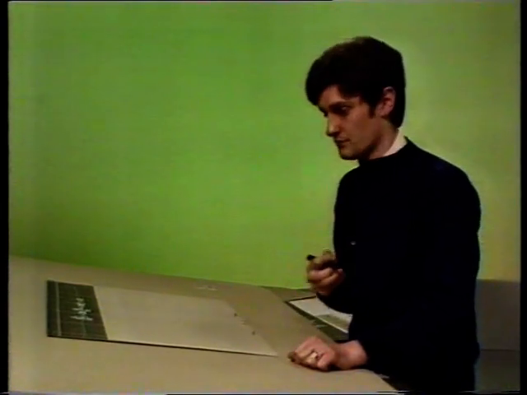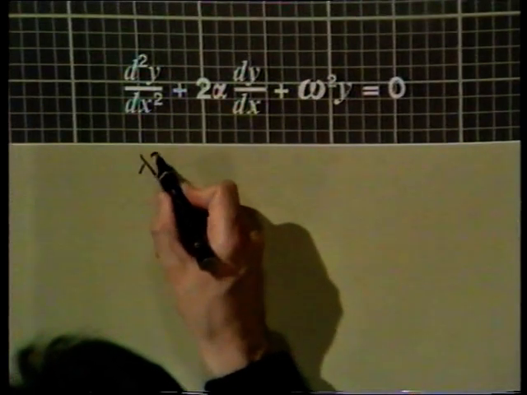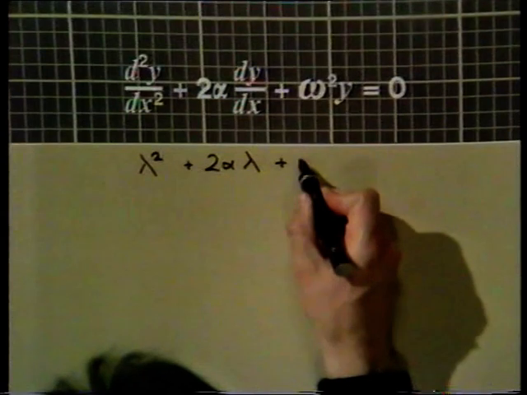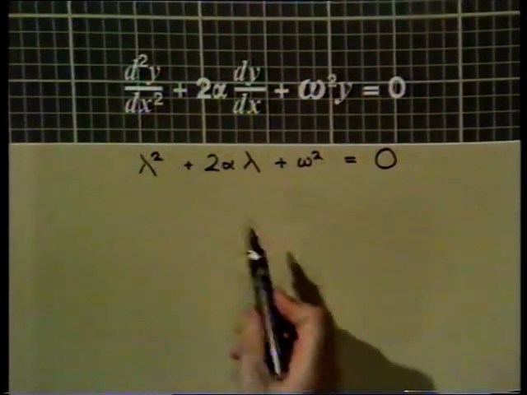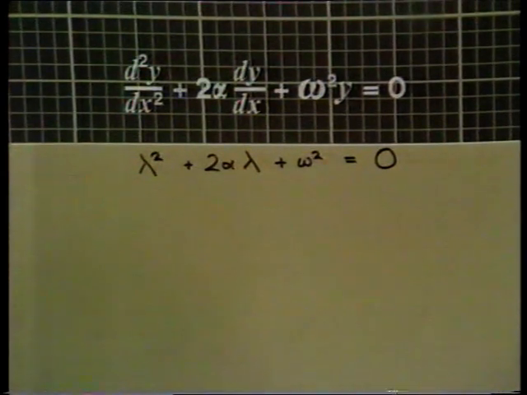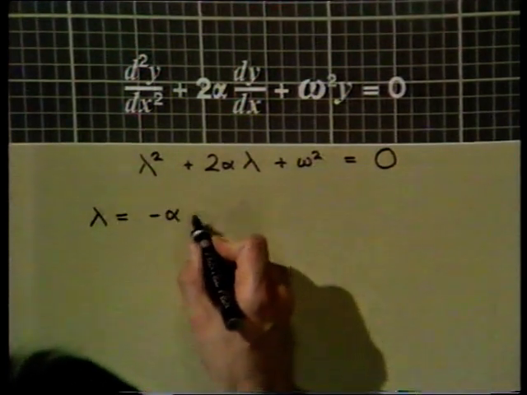Well, if we look at the auxiliary equation, we can see why. The auxiliary equation for this differential equation takes this form. And as usual, it's a quadratic equation, so it's got two roots. And I can find those roots by using the formula.